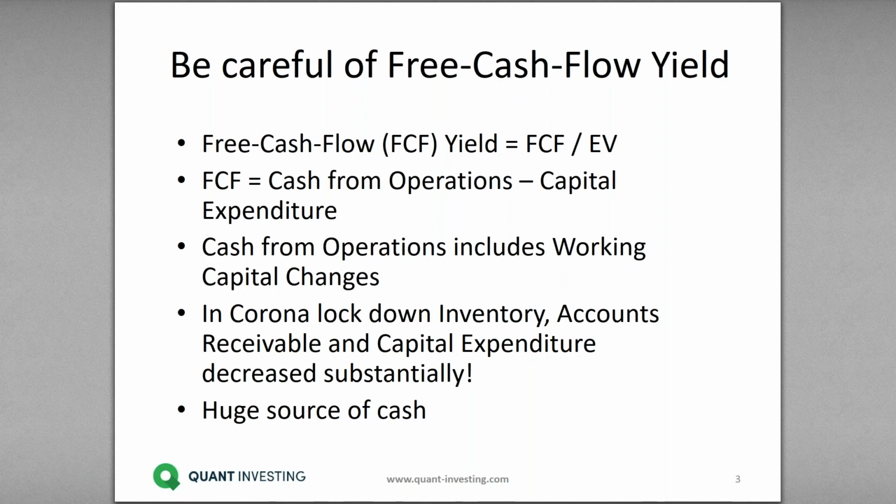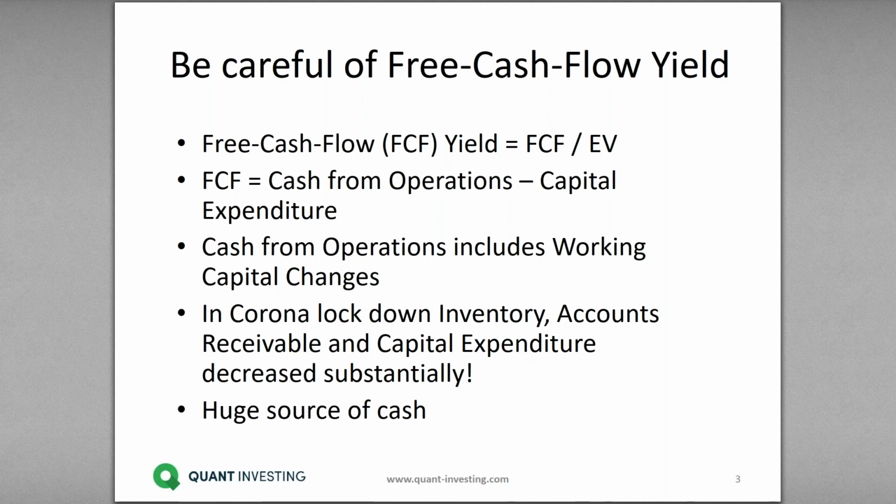But cash from operation also includes working capital changes. So in other words, is the company investing in inventory and accounts receivable, or what changes have occurred? But during the corona lockdown, inventory and accounts receivable ran down substantially. Just think about it. These companies were getting paid. Maybe they didn't produce anymore. They sold less, but they still sold and they weren't producing, so their inventory went down.